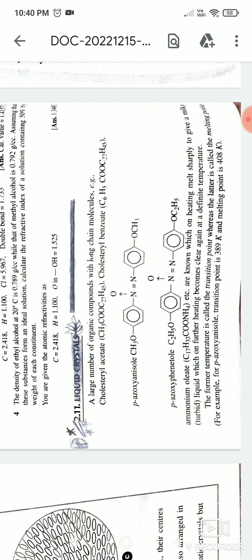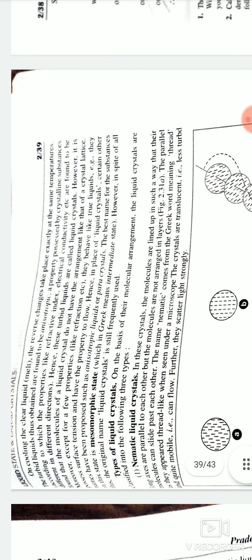For example, p-azoxyanisole: the transition point is 389 Kelvin and the melting point is 408 Kelvin. On cooling, the clear liquid melts. The reverse changes take place exactly at the same temperature. The turbid liquids thus obtained are found to be anisotropic, a property possessed by crystalline solids, according to which properties like refractive index, electrical conductivity, etc. are found to be different in different directions. Hence, these turbid liquids are called liquid crystals.